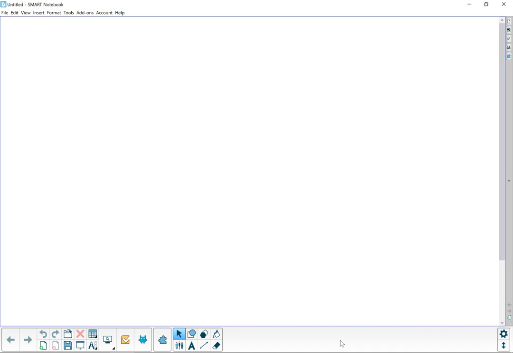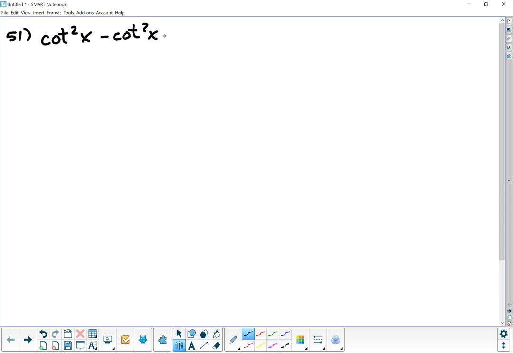51 is cotangent square x minus cotangent square x times cosine square x. Now, there's a couple different ways you can do this, but I'm going to go ahead and say, since each of these has a cotangent in it, I'm going to factor a cotangent out of both those terms.